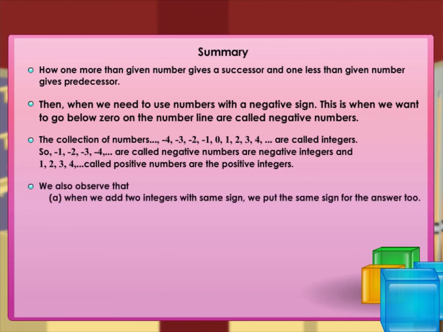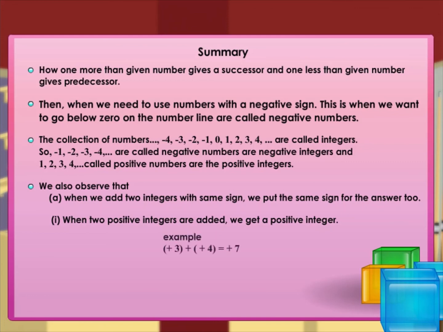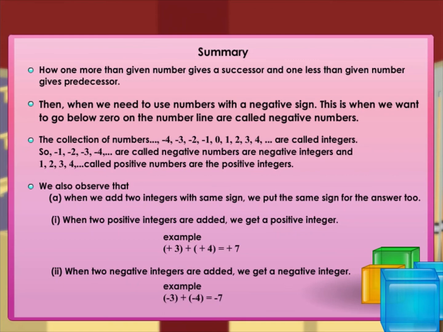And 1, 2, 3, 4 and so on, called the positive numbers, are the positive integers. We also observe, when we add two integers with the same sign, we put the same sign for the answer too. When two positive integers are added, we get a positive integer. For example, 3 plus 4 equals 7. When two negative integers are added, we get a negative integer. For example, -3 plus -4 equals -7.